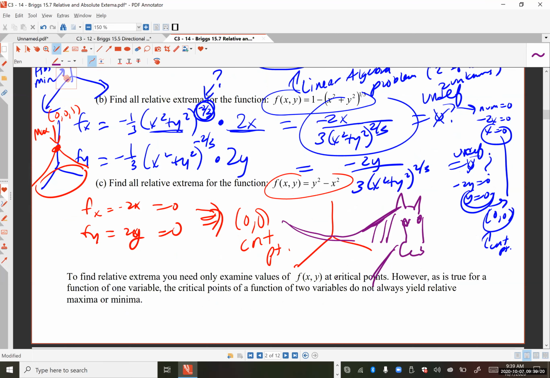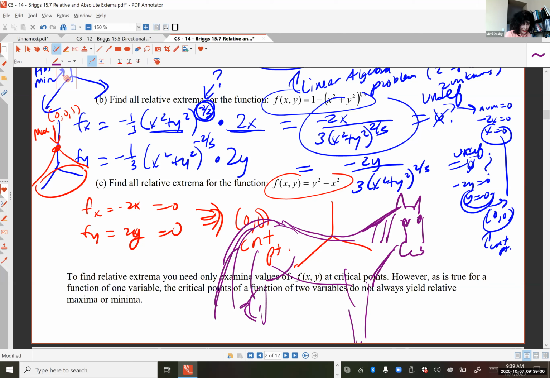Okay, now I'm just trying to draw a horse here. I know, just bear with me. All right, I'm not that good. Okay, you know, nice horsey. Okay, all right, there he is.